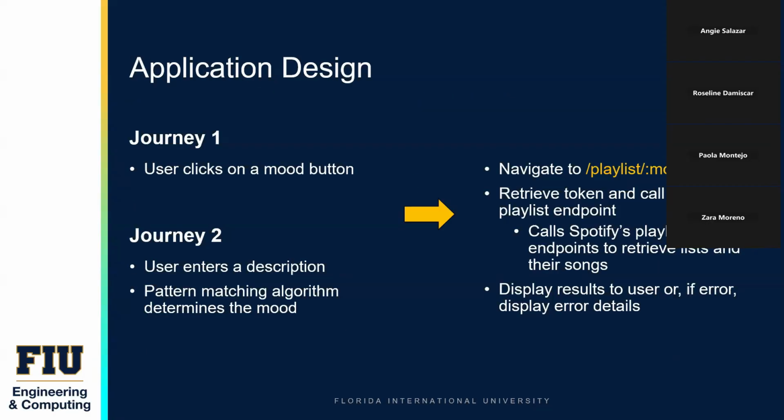In our first user journey, the user interacts purely through the preset mood options. When they click on the mood button, the app routes them to the playlist page. At that moment, the front end requests a token from the back end. The back end retrieves or refreshes a Spotify token and then uses that token to access the Spotify playlist search endpoint. Once the playlist data comes back, we present it to the user in a clean layout. If there's a problem, the user receives clear feedback instead of being left confused. This journey showcases the simplicity and reliability of our app's core functionality.